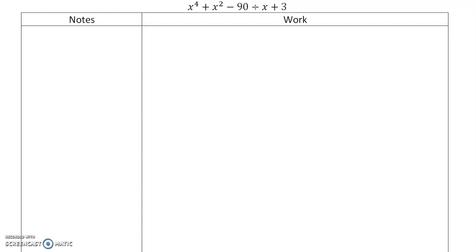Okay, so I told you guys that there would be one little trick with this, and it really is not anything procedural at all. It's just at the very beginning. If we look at this problem up here, we have an x to the fourth plus an x squared minus 90. And you might notice that some things are missing. The important thing to note is that this is missing an x cubed term and an x term.